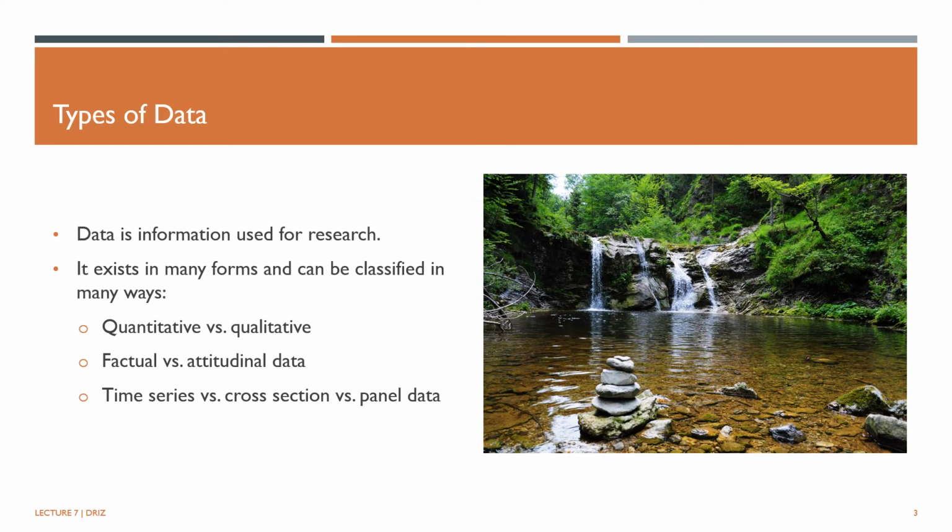Let's talk about the different types of data. As mentioned before, data is information used for research. Data exists in many forms and can be classified in many ways. Data may be quantitative or qualitative, they may be factual or attitudinal, and data may also be time series, cross-sectional, or panel. Let's take a look at these different types of data in more detail.